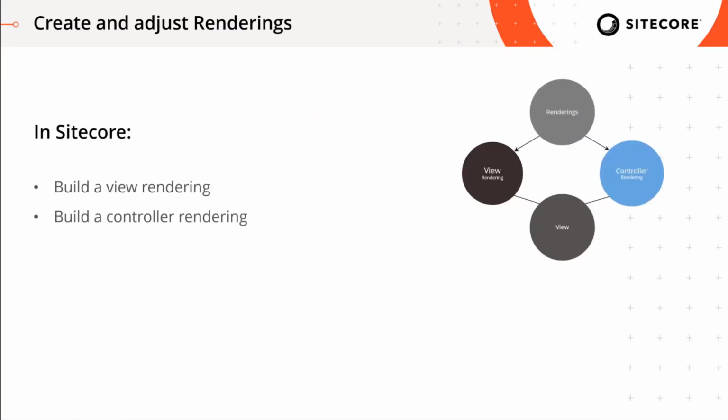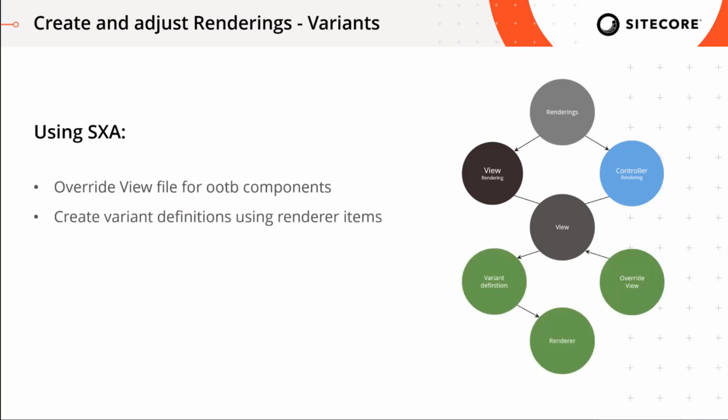To recap a bit, if you think of how to create and adjust renderings in Sitecore, in most cases you have either a view rendering or a controller rendering. No matter what you have, you will have some kind of view file, so a CSHTML file. And SXA basically builds a few options on top of that. One of the options is to simply override the view file, and SXA provides a very easy and clean way to keep the original file but have a path to override the view file of existing components.